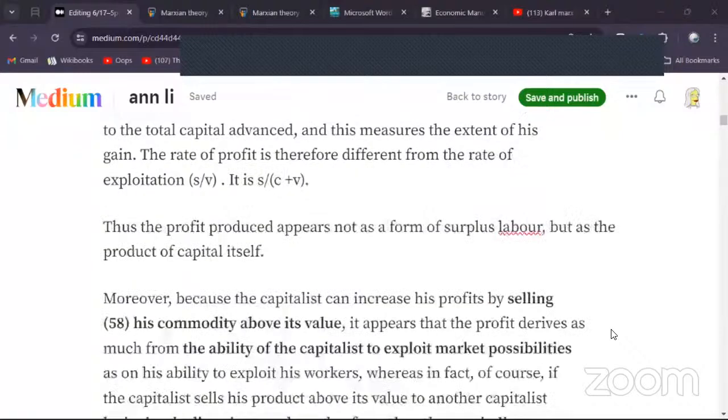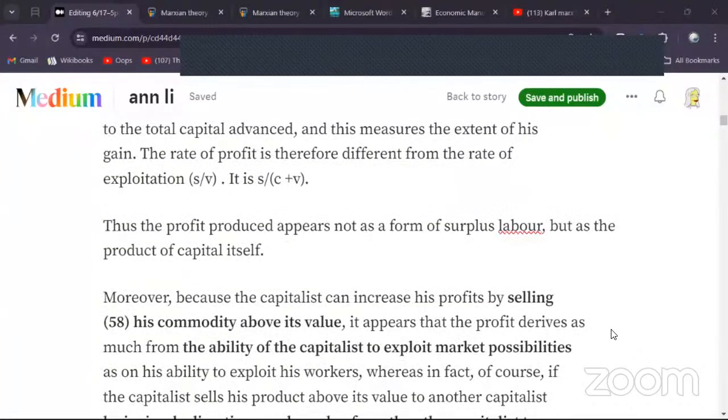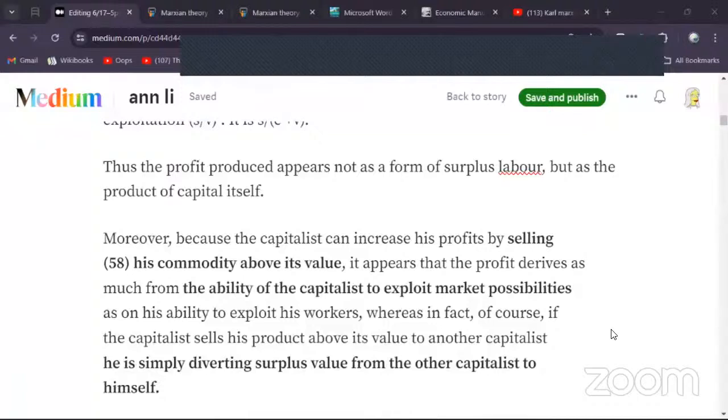Moreover, because the capitalist can increase his profits by selling his commodity above its value, it appears that the profit derives as much from the ability of the capitalist to exploit market possibilities as from his ability to exploit his workers. Whereas, in fact, if the capitalist sells his product above its value to another capitalist, he's simply diverting surplus value from the other capitalist to himself. And if you want to deal with this in capitalist terms, this is the issue of so-called business-to-business calculation, B2B.